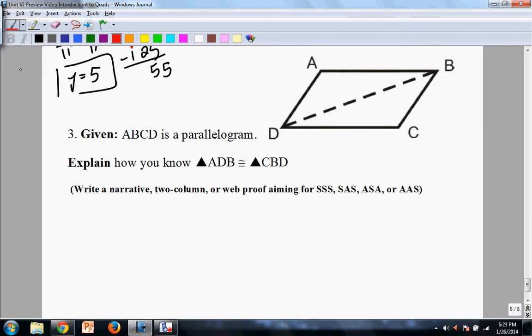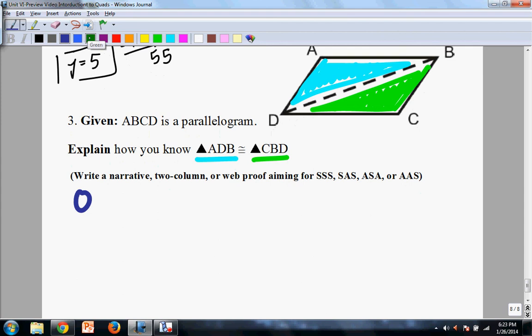Here we're told it is a parallelogram, and we want to say, how do we know for sure that triangle ADB is congruent to CBD? There's actually several ways you could have done it. Real simple, if we walk down our list, opposite sides parallel, opposite sides congruent, opposite angles congruent, consecutive angles supplementary, and diagonals bisect each other.